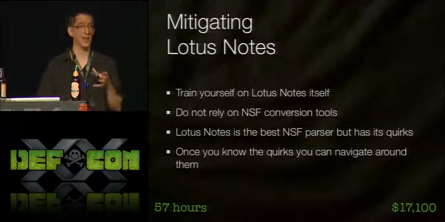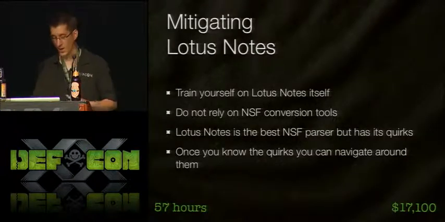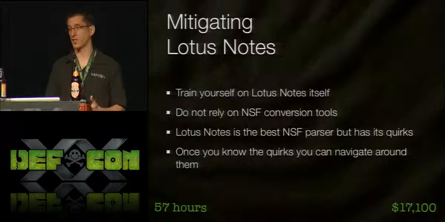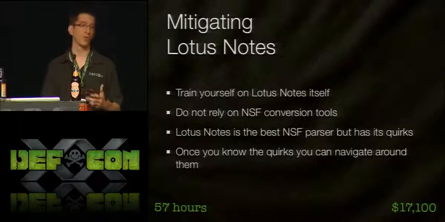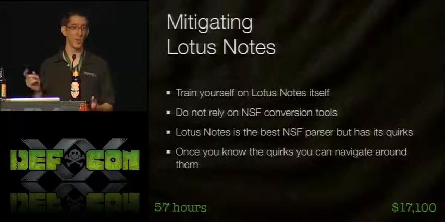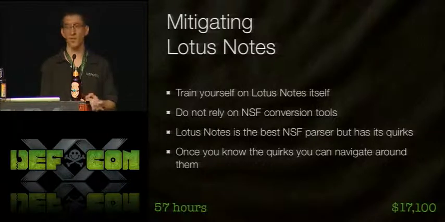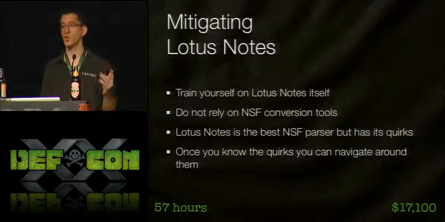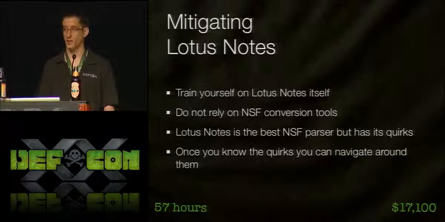I like the title of this slide, Mitigating Lotus Notes. Train yourself on Lotus Notes itself. Don't try to convert it to something else. Just use Lotus Notes as it is. It has a search feature, so you can find the specific emails you're looking for. And when you find it, print it to PDF, attach it to your report. You don't need to worry about any conversion. You'll save so much time by using Lotus Notes itself rather than trying to convert it into something else. I don't know why investigators don't do this to begin with.